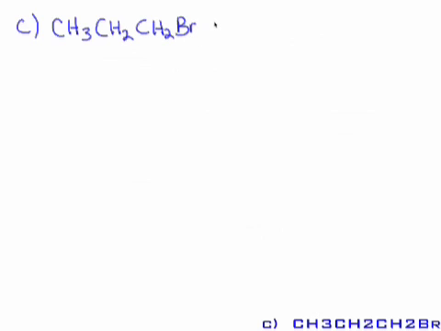Let's try C. C, we have a 3-carbon chain with a bromine off of it. The common name based on the alkyl substituent name would be n-propyl bromide. Notice the n really starts appearing after propane and should be inserted in the common name.